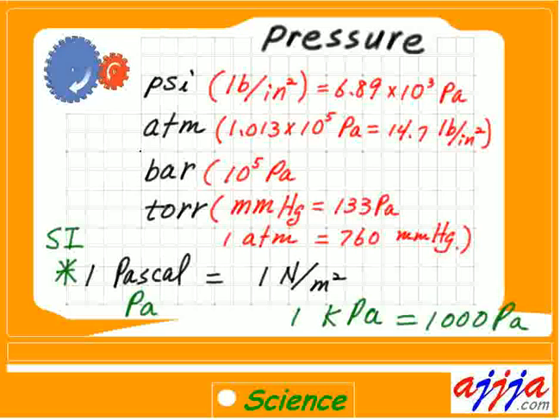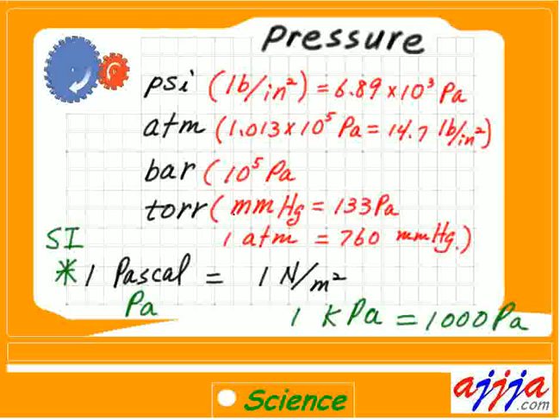Now, what about bar? Many places use bar. Bar is a little less than ATM. ATM is atmosphere, but bar is a little less than that, which is 1 times 10 to the fifth power, which is 100,000 pascals.